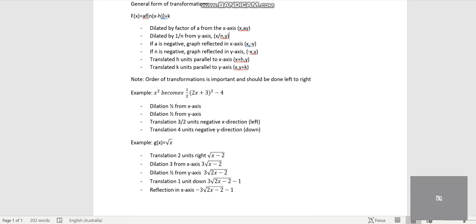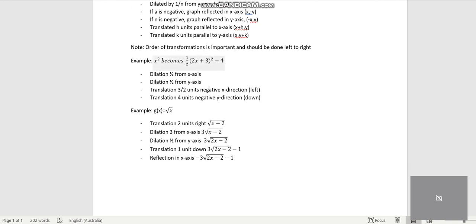So if the question gives you a function like x squared, and it becomes another function, and asks you what transformations have occurred, you'd do it from left to right. So it'd be half from the x-axis, this very first part here, then half from the y-axis. That's 2 here, 3 over 2. So that's 3 divided by 2, so you get 2x plus 3, and 4 units in the negative direction.